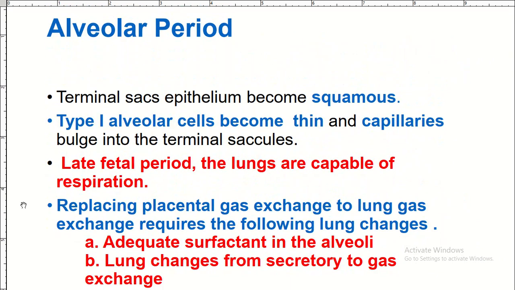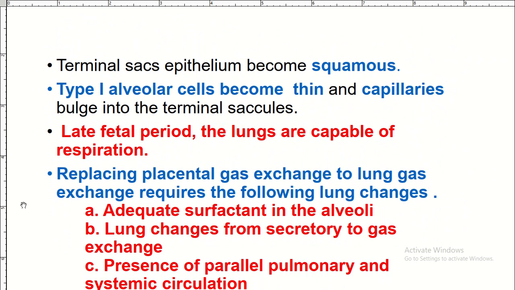Now let's go to alveolar period. So remember those terminal sacs, they're going to be lined by a squamous epithelia that we say type 1 pneumocytes, right? And these type 1 pneumocytes are also called type 1 alveolar cells. They become thin, and there's going to be interaction between this epithelia with capillaries, forming what you call the blood air barrier. So late fetal period, the lungs are capable of respiration.